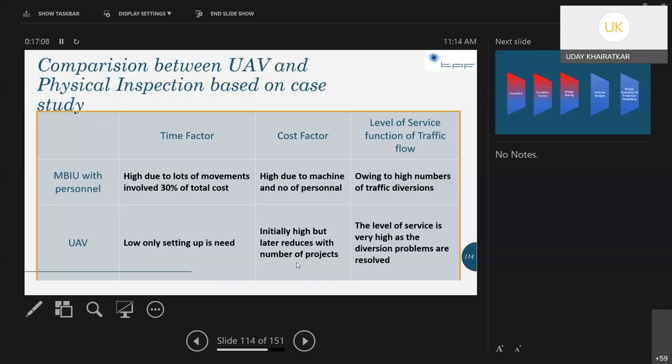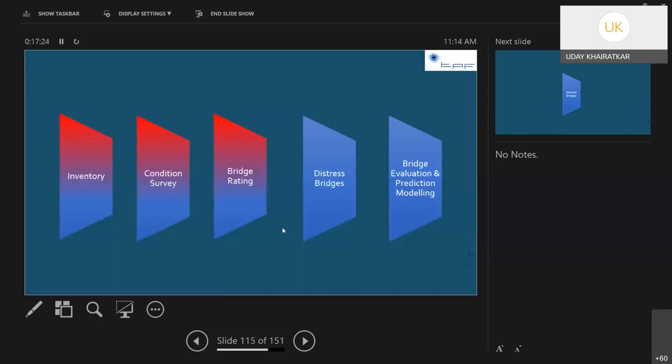So for a UAV, if you've invested in a UAV, initially, of course, the cost has to be very high. Then as the number of users increases, we can economize on it. The level of service is very high as the diversion problems are resolved. So I've completed inventory, condition survey, and bridge rating so far. Let us now go to the distressed bridges.